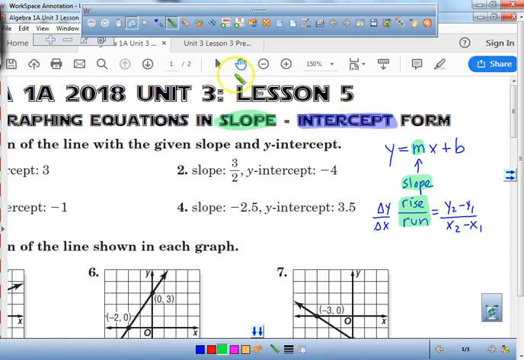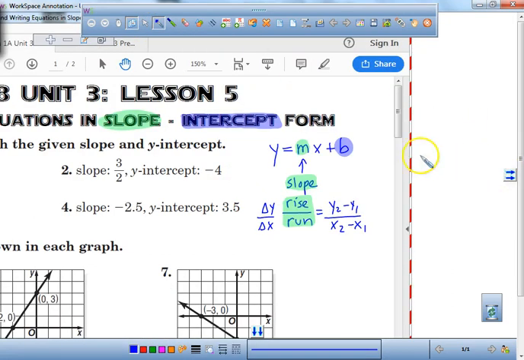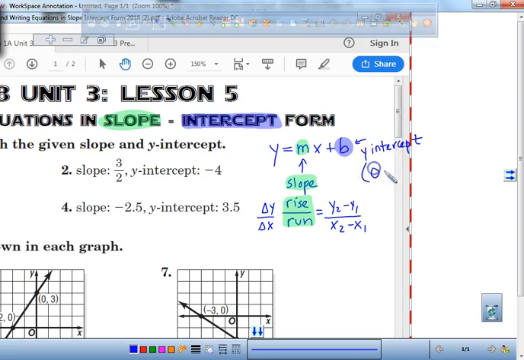Intercept form. So what is this value right here? The b value represents what's called the y-intercept. You can write that down in your journal. The y-intercept will always be 0, comma, whatever that b value is. That's a b, it's not a 6. It's a b representing the y-intercept.